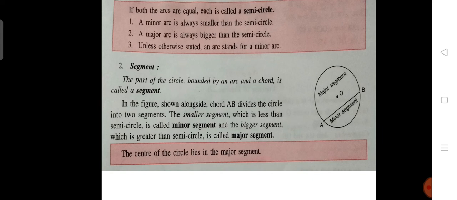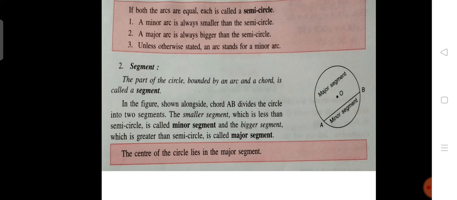When does a chord divide the circle into two equal parts? Through the diameter. When we draw a diameter, it passes through the center of the circle, so that is the largest chord. If we draw a diameter, we get arcs of equal length, and both arcs are called semicircles. A minor arc is always smaller than a semicircle and a major arc is always greater than a semicircle. Unless otherwise stated, an arc stands for a minor arc.